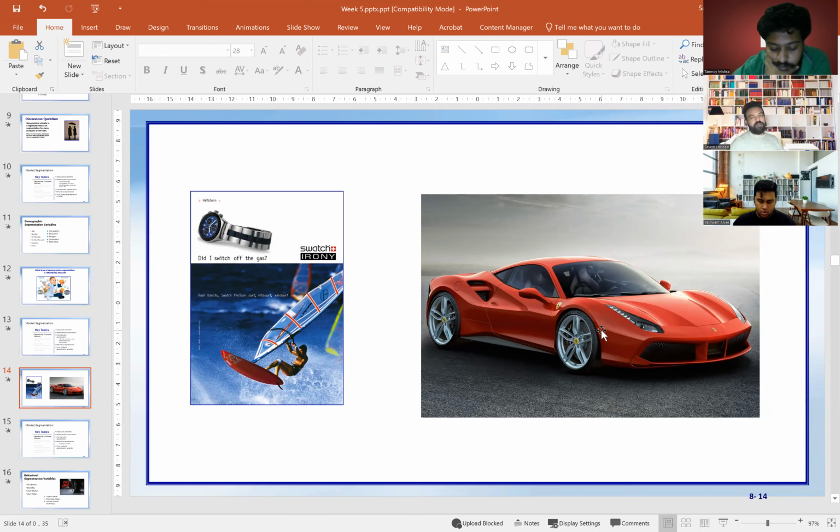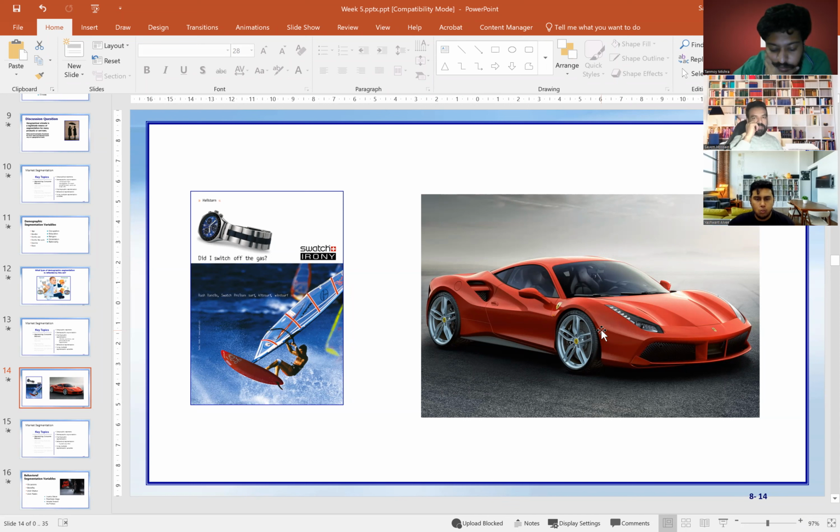On the right-hand side, you can see, purely, it's iconic, the brand Ferrari. And purely, the target here, the psychographic segmentation, is lifestyle. Now, people who would actually buy a car worth, like, $2 to $3 million, it only means that they are at the extreme of the class. They have that much financial capacity that they can spend that much money.